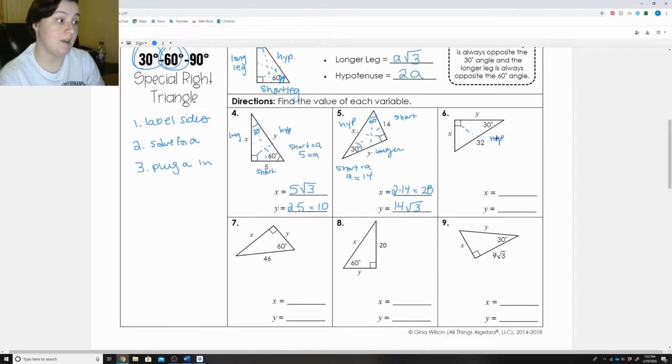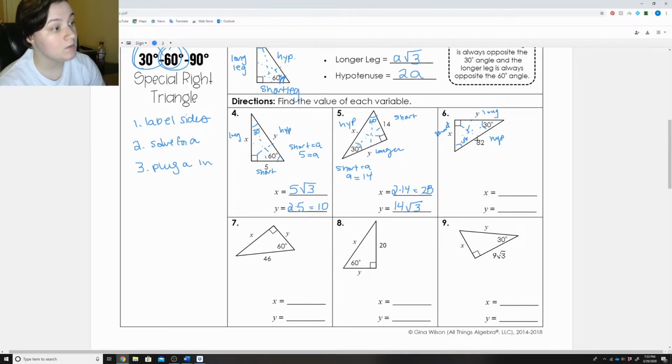So 32 here is the hypotenuse. There's a 30 degree angle up here, and across from it is going to be the shorter side. So this x value is the shorter side. And then this has to be the 60 degree angle, and across from it is going to be the long side.